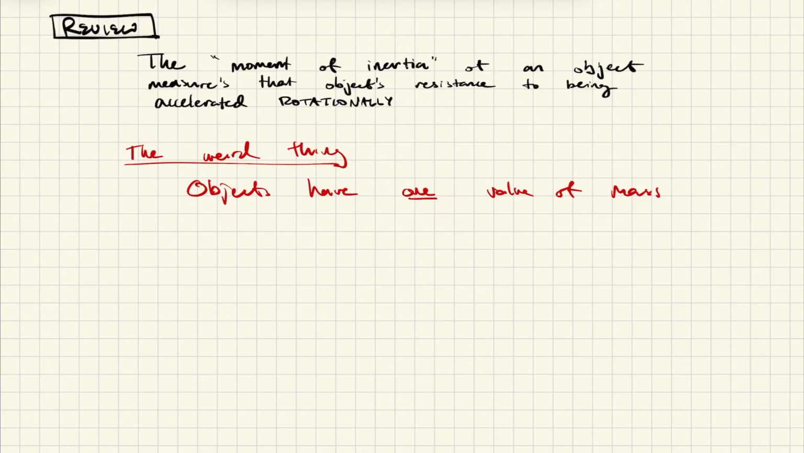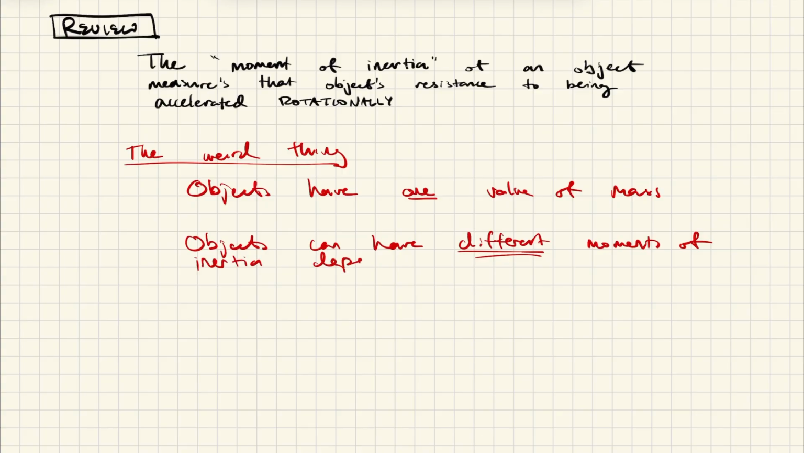The weird thing is that objects have different amounts of moments of inertia. They can have multiple values depending on where you try to rotate them around or where you set the pivot point. Objects can have different moments of inertia depending on where the pivot point is.